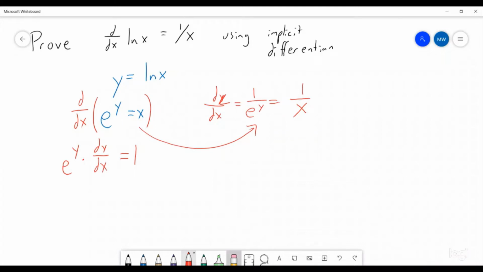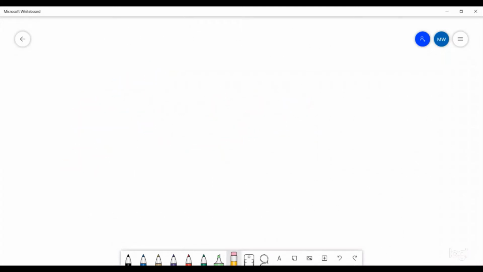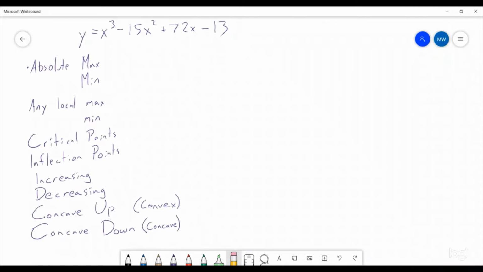Okay, let's do another problem. This time we are going to be doing some sketching of graphs, and we are going to be trying to do a whole bunch of stuff with one function. For this problem, I'm going to ask you to find the absolute maximum, absolute minimum, any local maximums, any local minimums, any critical points, any inflection points, any increasing regions, any decreasing regions, anywhere where this function's concave up, anywhere where this function's concave down, and we are going to be looking specifically on the interval from 0 to 8.